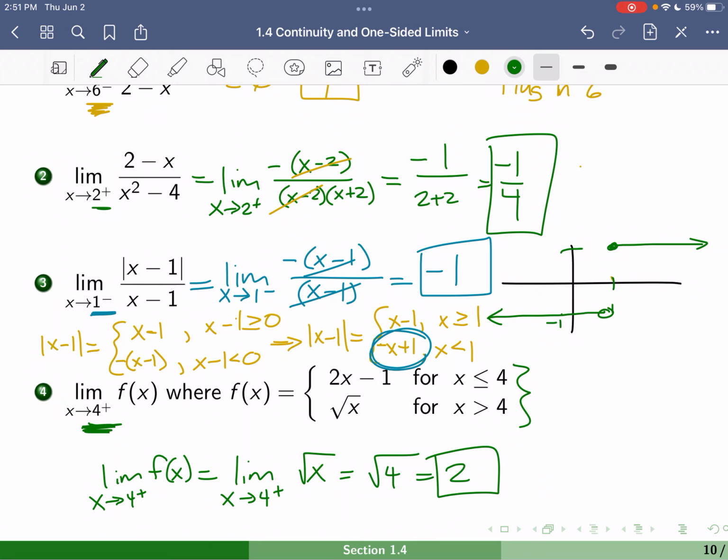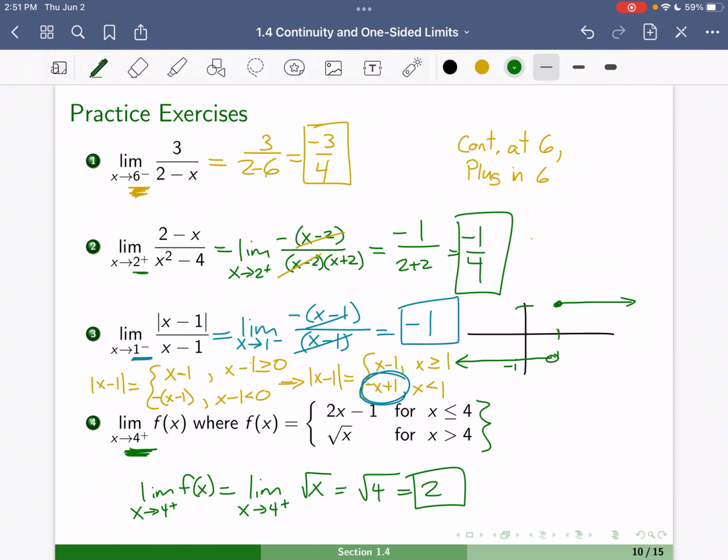Perfect. All right, so that's a variety of examples where we can find those one-sided limits. Let's think about, we can use these ideas to think about the existence of a limit, but we will wait and we will look at that in our next video.